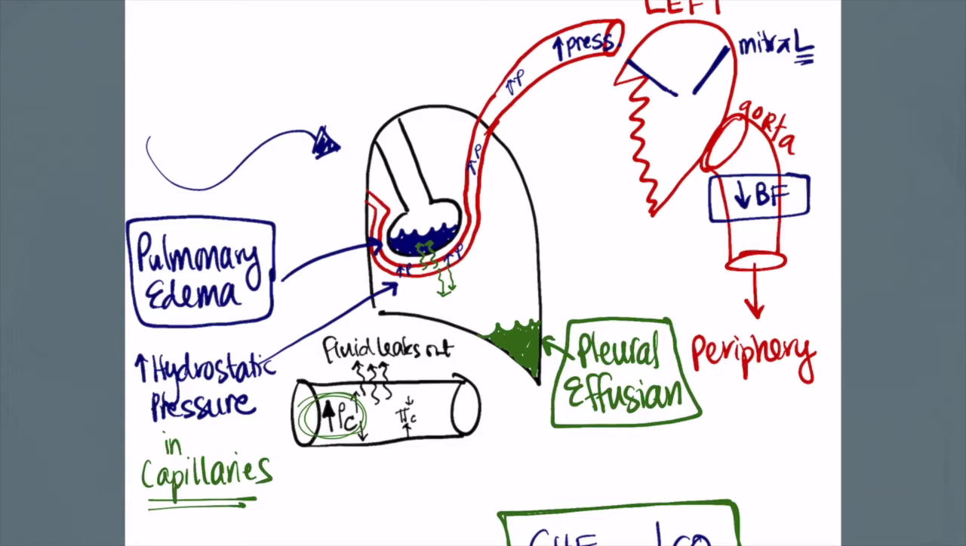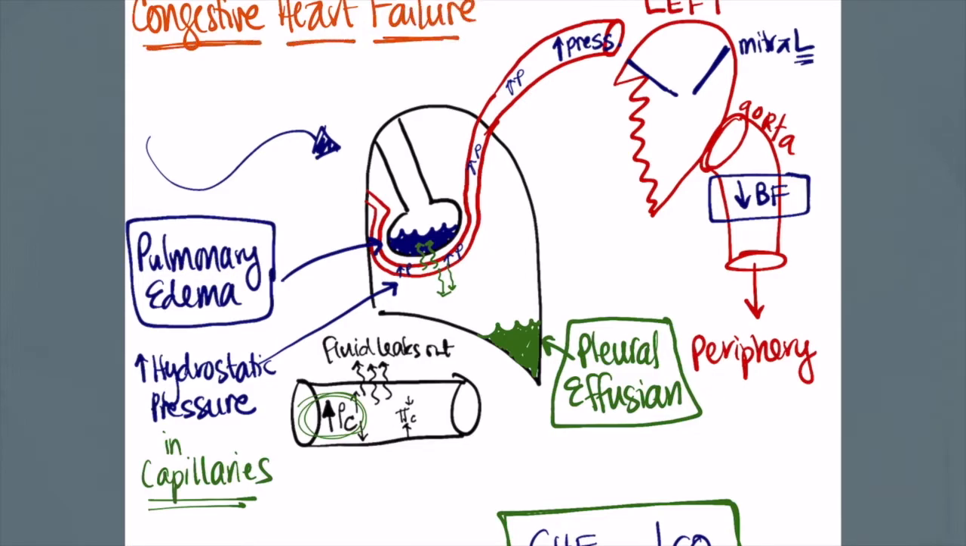Dyspnea is a term that refers to the subjective sense that you're having difficulty breathing. In fact, this picture is where the term congestive comes from in congestive heart failure. We call this congestive heart failure because the congestion is the fluid that backs up because of the heart failure. So CHF is congestive heart failure, and the congestive is because of all of the problems with fluid backing up and leaking out into parts of the body.